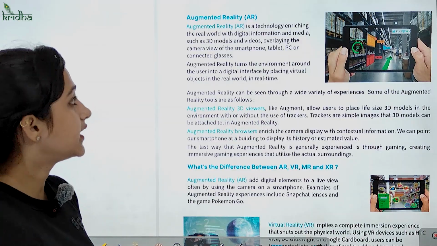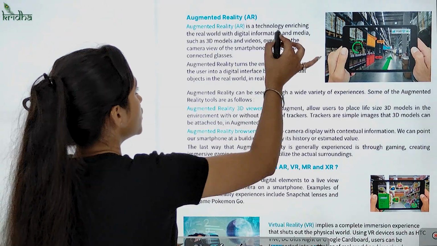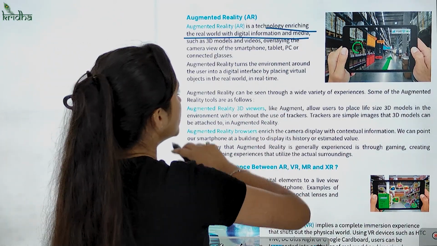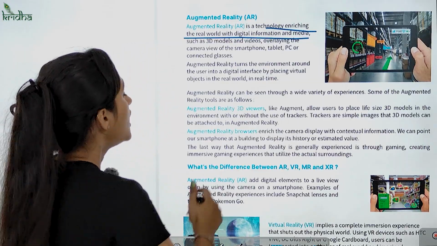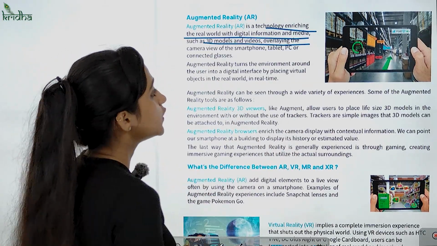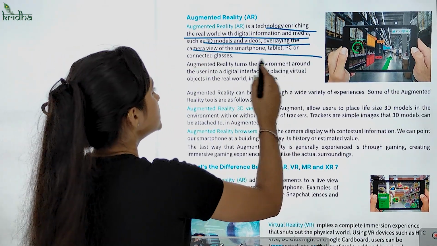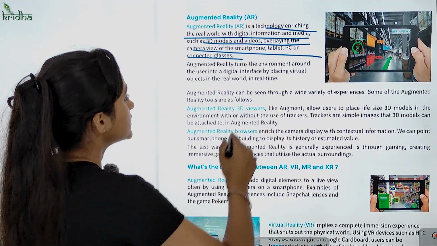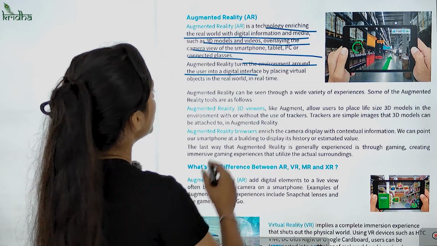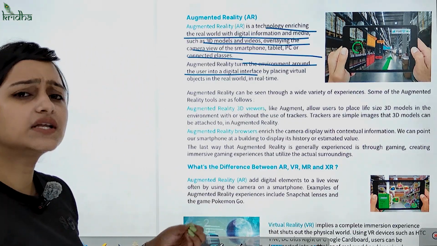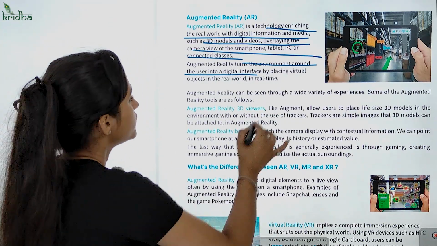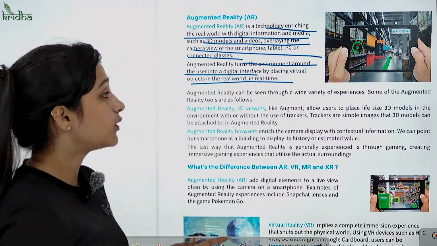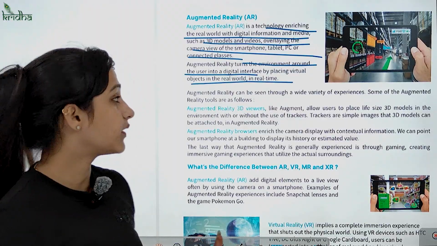Augmented reality (AR). Augmented reality is a technology enriching the real world with digital information and media, such as 3D models and videos, overlaying the camera view of smartphones, tablets, PC, or connected glasses. Augmented reality turns the environment, ये turn करता है environment को around the user into a digital interface by placing virtual objects in the real world. ये virtual object को real world में place करता है real time में.